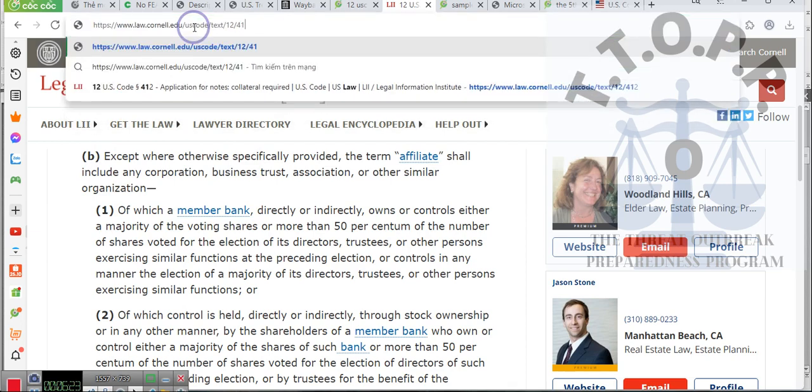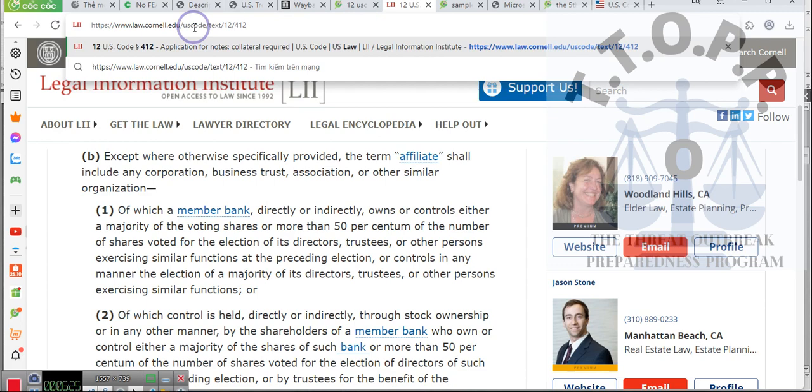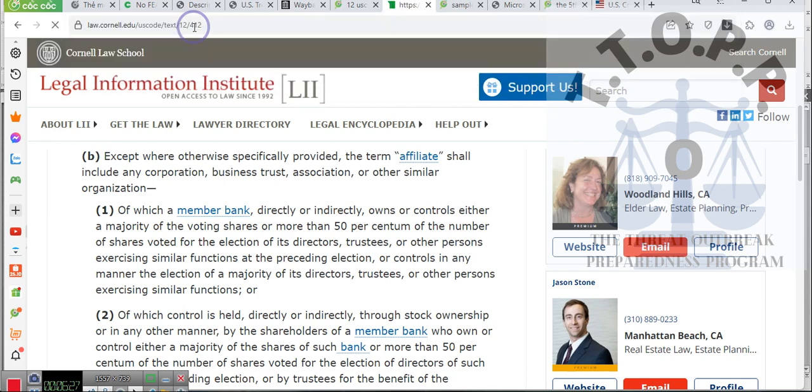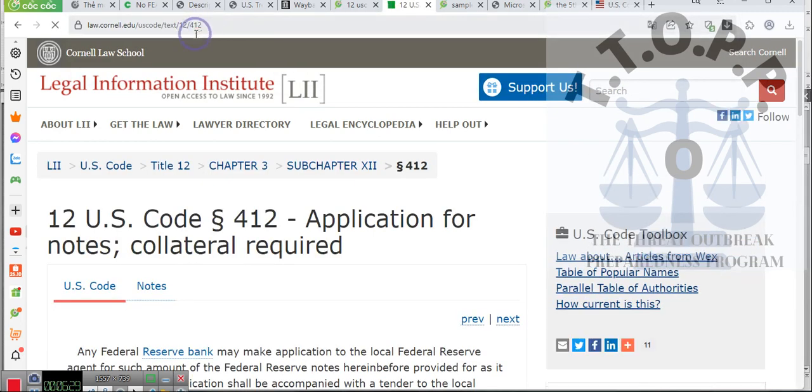Four, 412. Let's see where they're going. What part of the page they're going to start off at? Well, look at that right at the top. Hold on, we ain't going to just stop right there.